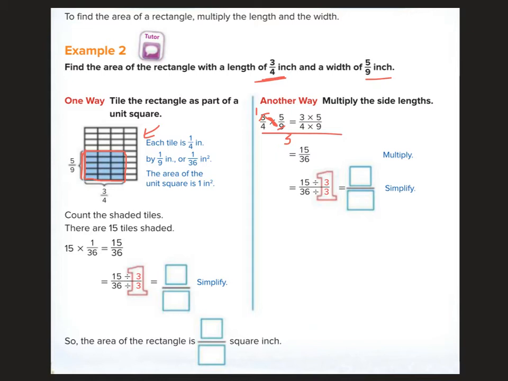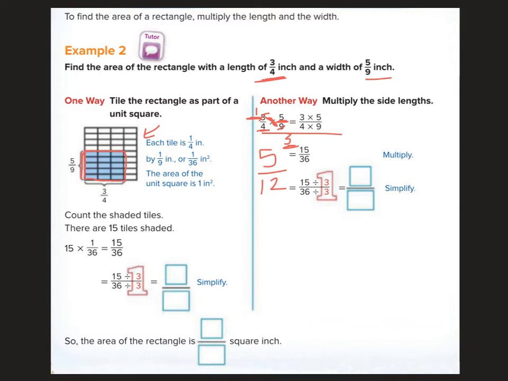5 and 4, can I simplify that? Nope. So now I'm going to do 1 times 5 is 5, and 4 times 3 is 12. 5/12 is what I should get for an answer.